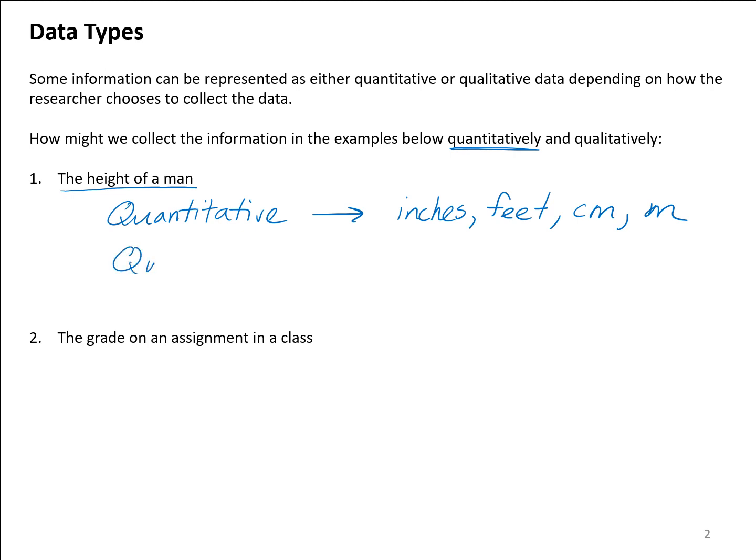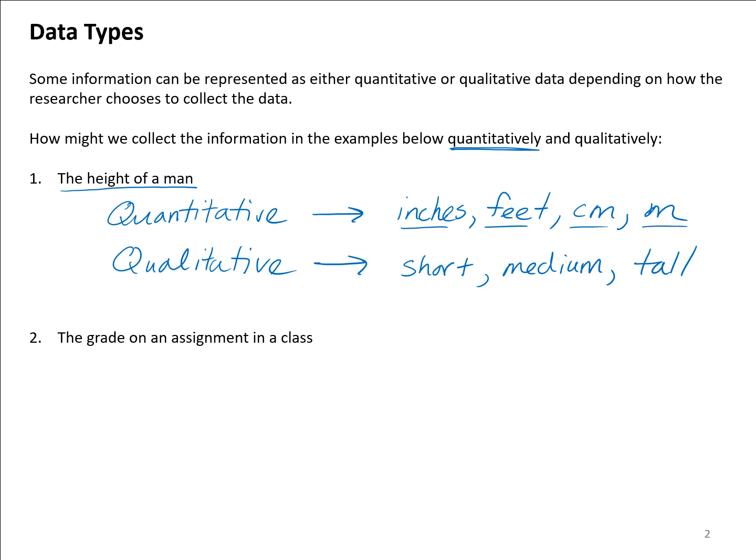But we could also collect it qualitatively if we thought about just categories of height. So we could put men into categories like people who are short, people who have medium height, or tall. And you could even add more categories, very short, very tall. But you could think about the height of men in terms of the categories, or you could think about the height in terms of measurements. So there are two ways sometimes that you could potentially look at collecting data for a particular thing you're interested in, and it's the researcher who would decide how they want to do that.